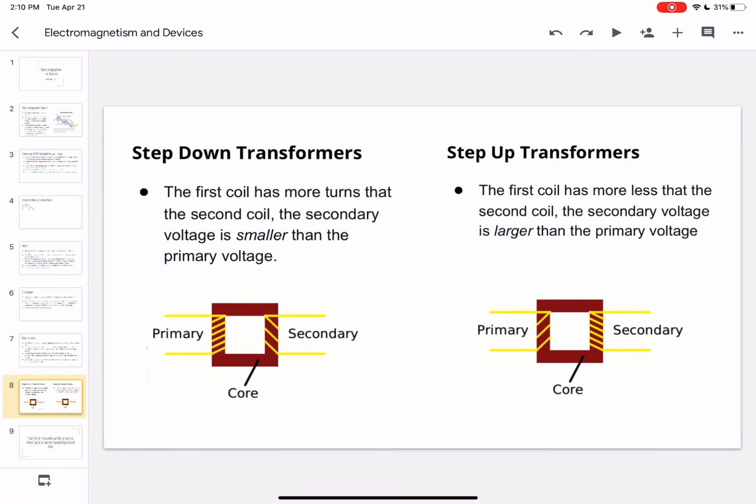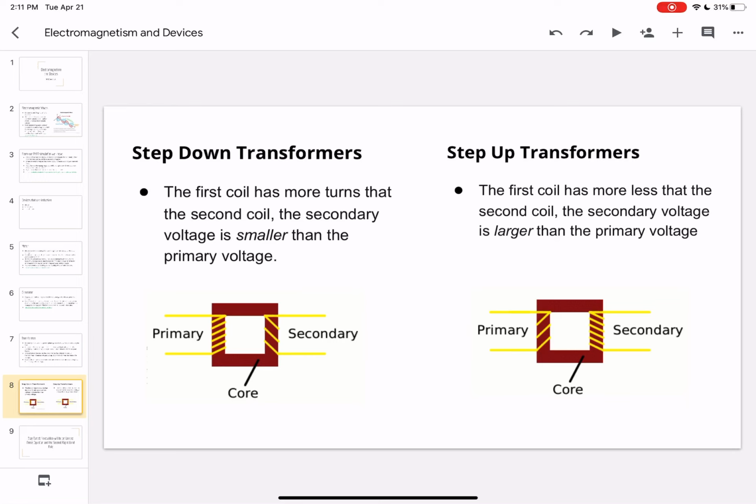So this first example is a step-down transformer. That means the voltage decreases. And you can notice that in both of these cases, we have this metal core, which looks like a loop, and it has coils of wire on either end. In our step-down transformer, the first coil has more turns than our second coil. That means the primary voltage, where the voltage is coming from, is higher, and when it is leaving, the secondary voltage is smaller.